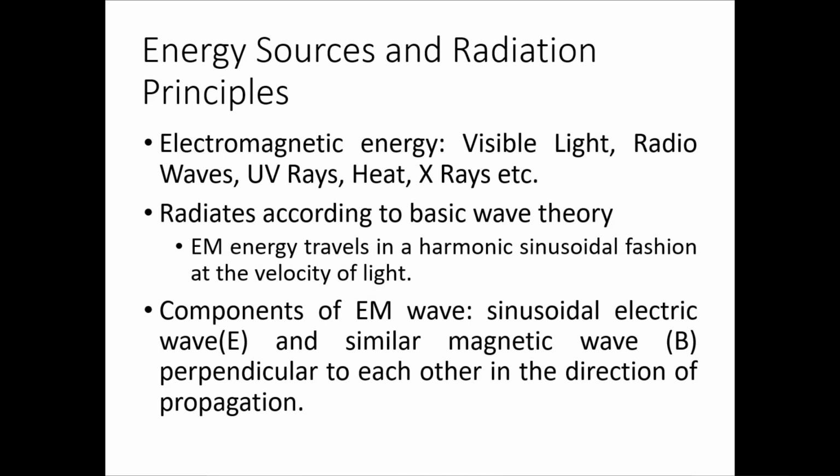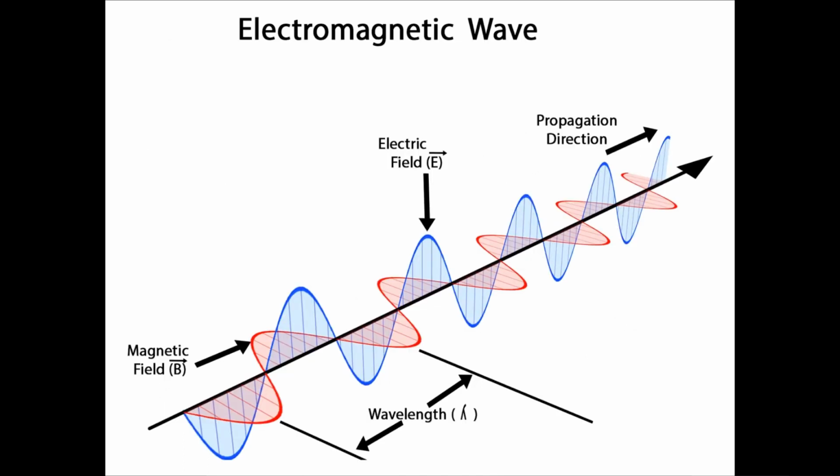The energy source is required to illuminate the target, and that energy which is used to illuminate the target is in the form of electromagnetic radiation. All electromagnetic radiation has fundamental properties, and it behaves in predictable ways according to the basics of wave theory, as I mentioned. Electromagnetic radiation has two components. You have a sinusoidal electric wave and a similar magnetic wave, which are perpendicular to each other and to the direction of propagation, as you can see here.